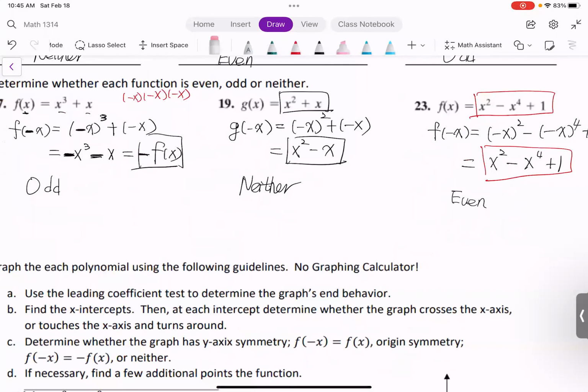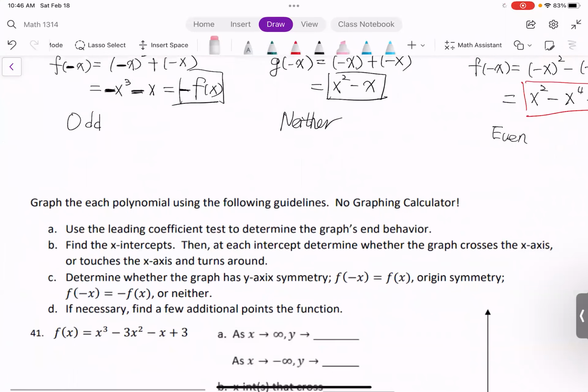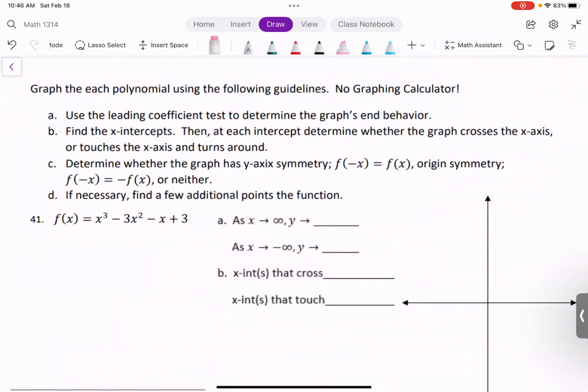Okay, we learned a lot about the polynomial function. Let's graph the polynomial function. Graphing a polynomial function, we need to follow the 4 steps. So here, no graphing calculator. So graph by your hand. So first, use the leading coefficient test. Determine the graph's end behavior. Do you still remember that? Left and right end behavior.